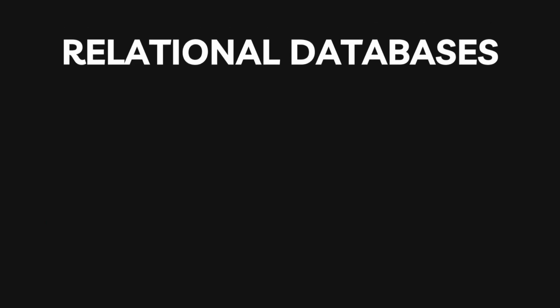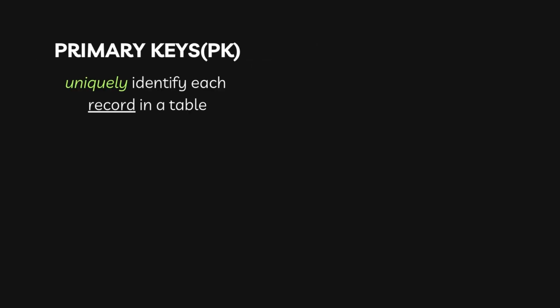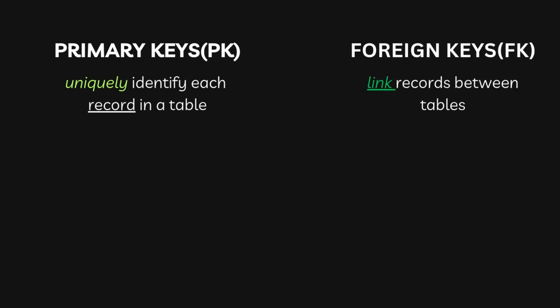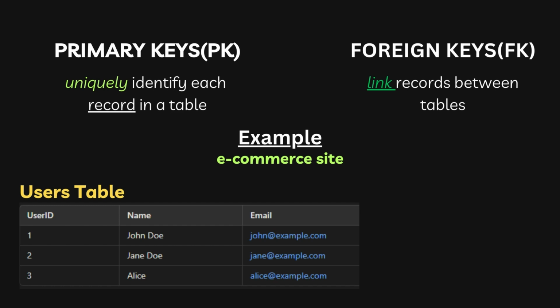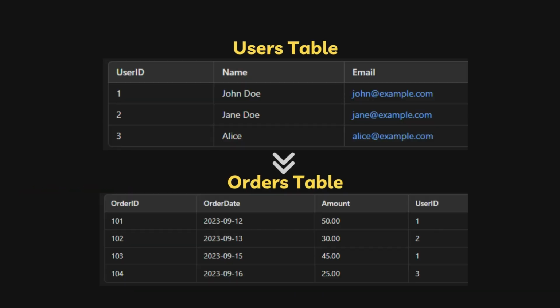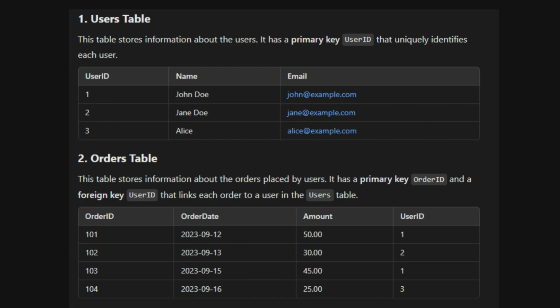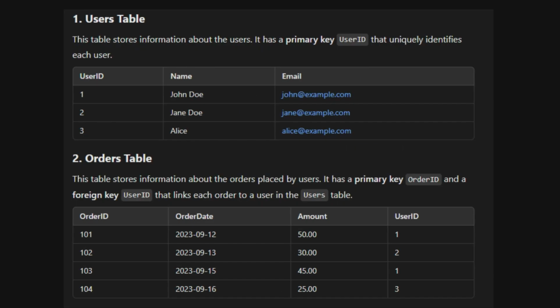In a relational database, tables can be linked through relationships using something called keys. There are primary keys, which uniquely identify each record in a table, and foreign keys, which link records between tables. For example, think of an e-commerce site. You might have one table for users and another table for orders. A user places an order, so in the orders table you store the user's ID as a foreign key to link the two. This way you can keep the data organized and avoid duplication.